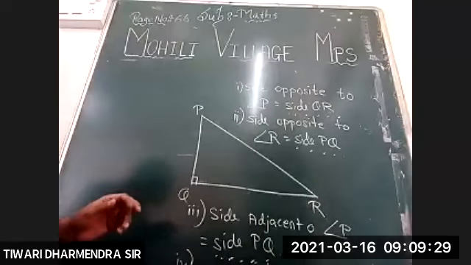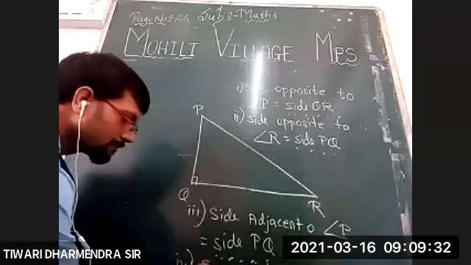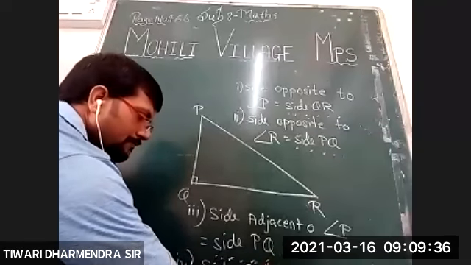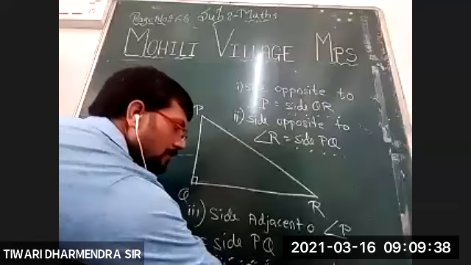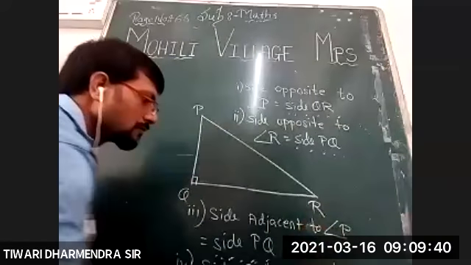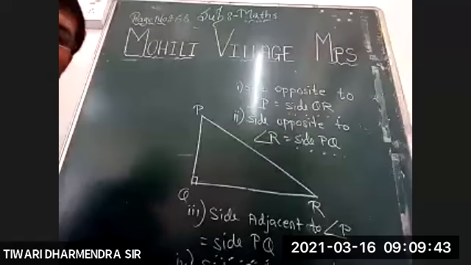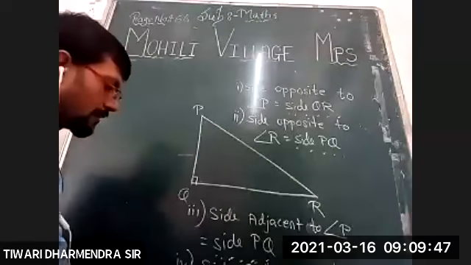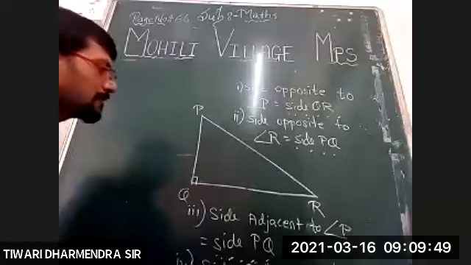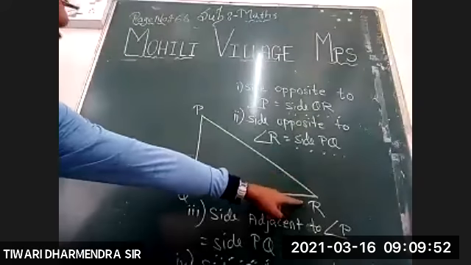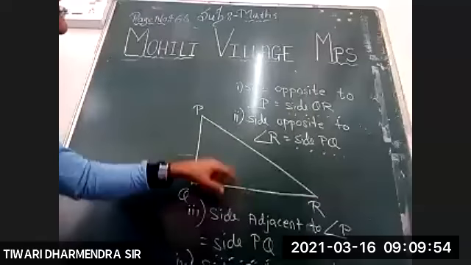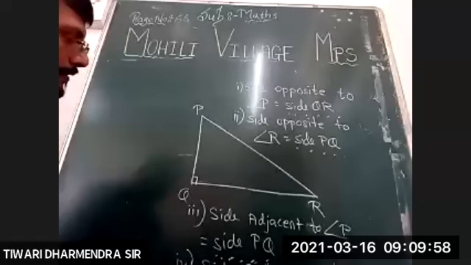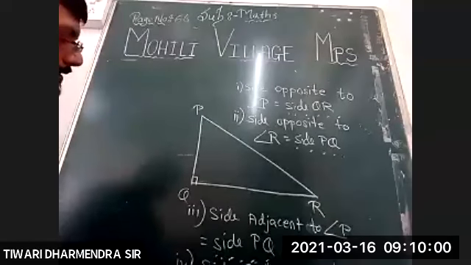Fourth, side adjacent to angle R is equal to, you give the answer, side adjacent to angle R. There are two sides, PR and QR. Which are we going to select? QR, correct.